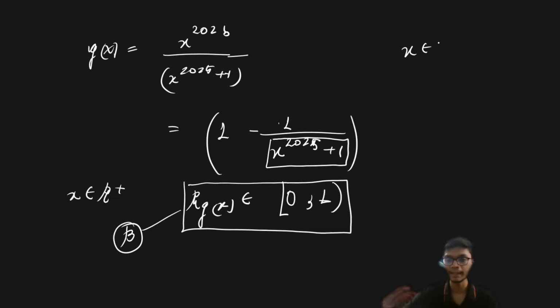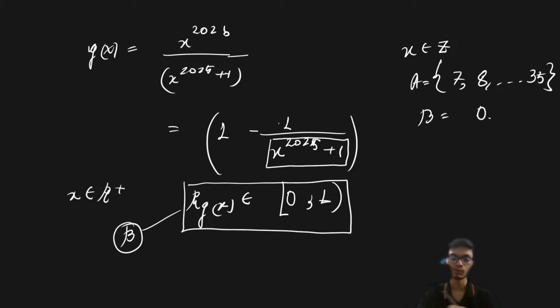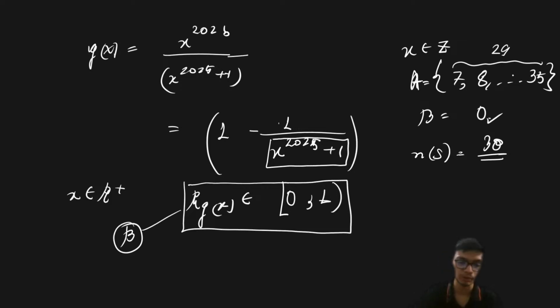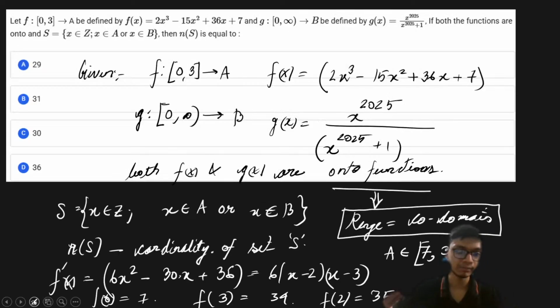Now, if we look at only the integer elements, your set A will consist of 7, 8 and so on up to 35, right? And similarly, your set B only consists of one element, that is 0, right? So if you count all the elements in the set S, which is basically the combination of the sets A and B, it is going to be equal to 30. It is simply going to be 30 because there are 29 elements over here and this is one element. So that is going to be equal to 30. So therefore, the cardinality of this set S is option number C. I hope this part is clear to all of you. So that is going to be the correct answer for this particular case.